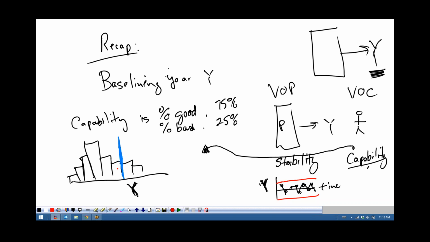And if we're looking at percent good, let's say our y is cycle time. Usually long cycle times are bad, short cycle times are good. So this might be our percent good, where I'm coloring in the blue. That might be our capability. Okay. Making some sense?